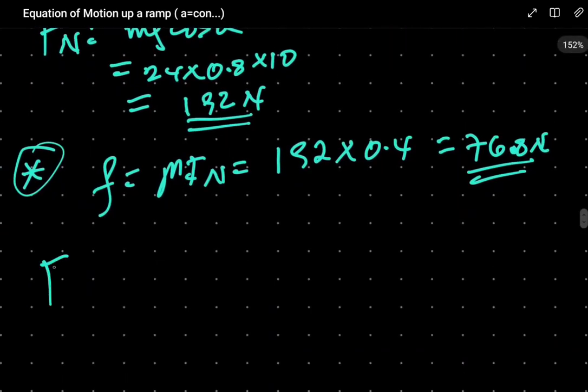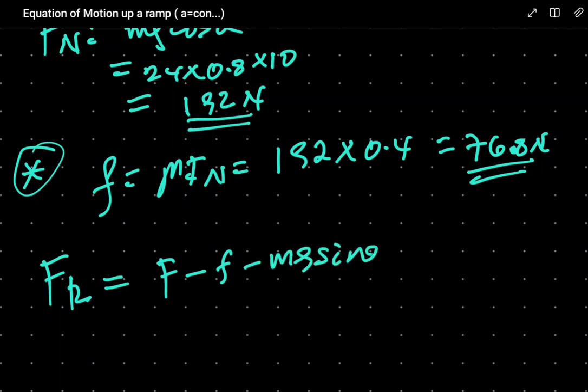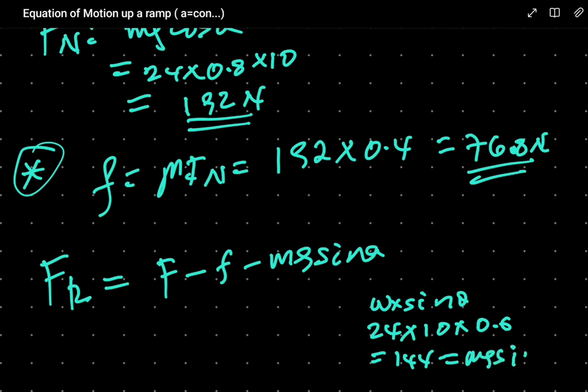And now we are going to calculate the resultant force, which is the force applied minus the frictional force minus the weight sine theta. So we need to calculate the weight sine theta. The weight is 24 times 10, times the sine theta 0.6. So 24 times 10 is 240, times 0.6 is 144. So this is mg sine of the angle. This is how you get the sine component.